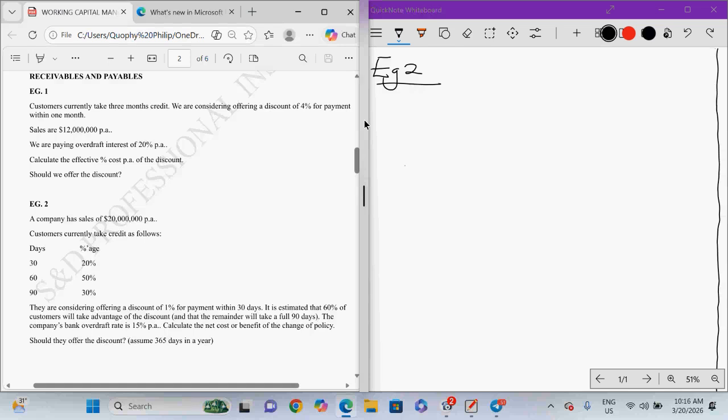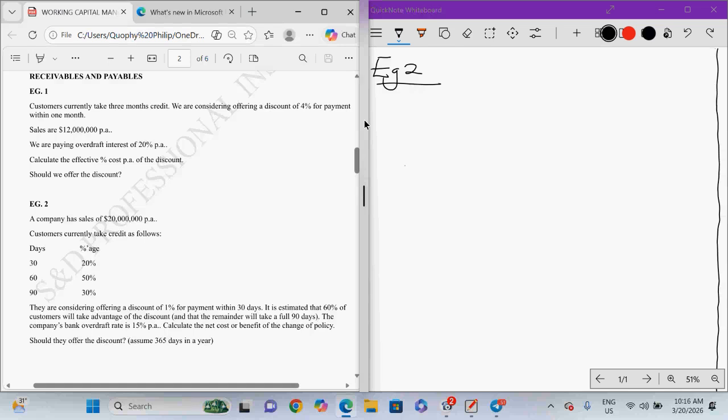Is it from my end? Your line, overdraft rate is 15%. Hello, your line is breaking. Pardon? Or is it from my end? It looks like your line is breaking. Calculate the net cost or benefit of the change of policy. Start again. In fact, start again. Yes.